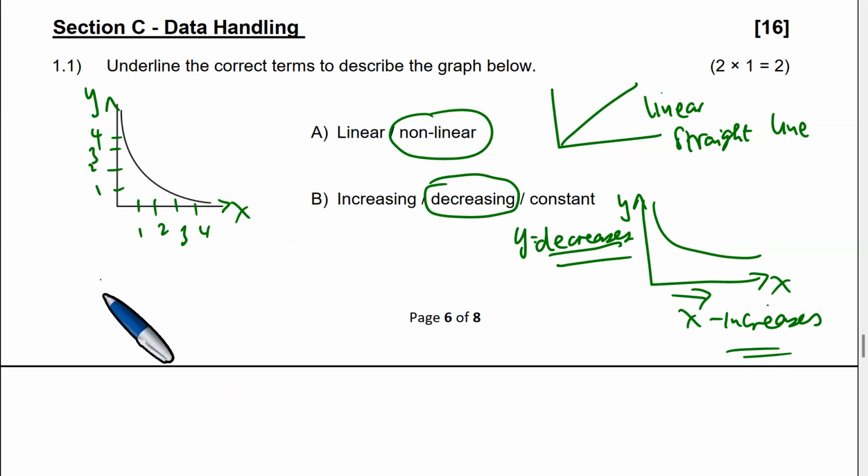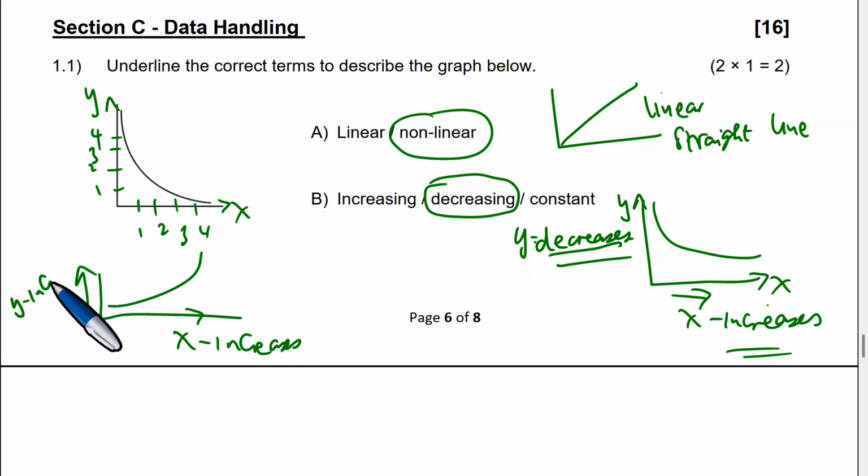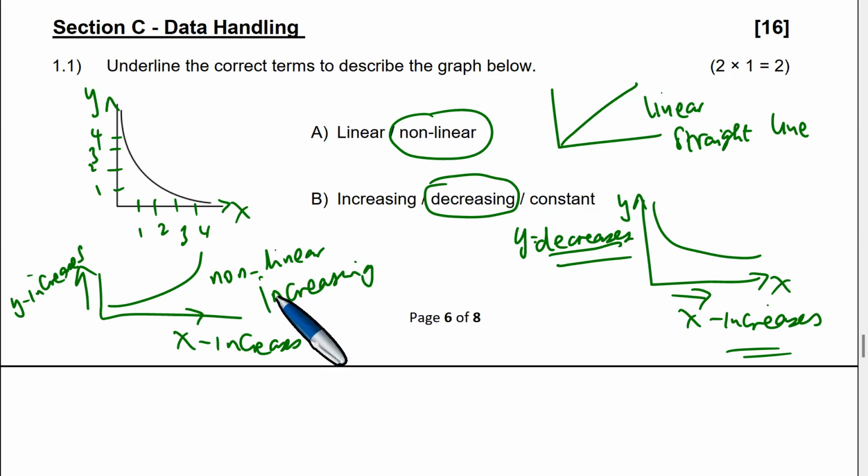But a graph like this would be what? When x increases, y also increases. Is it linear or non-linear, this one? Non-linear. It's non-linear. But is it increasing or decreasing? Increasing. It is increasing. Next question.